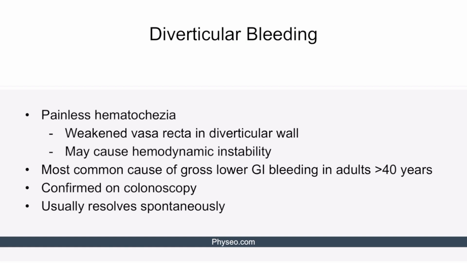The other complication of diverticulosis is bleeding. So there's two things that we know now about diverticulosis. It can cause symptoms by virtue of causing diverticulitis, inflammation, or simply bleeding. And this bleeding presents as painless hematochezia. And the source of bleeding is a weakened vasa recta in the diverticular wall. And since the bleeding is arterial, it can sometimes cause hemodynamic instability. And diverticular bleeding is the most common cause of gross lower GI bleeding in adults over the age of 40. And how would you confirm that the bleeding is from the diverticulum? Well, colonoscopy. And thankfully, most cases resolve spontaneously.